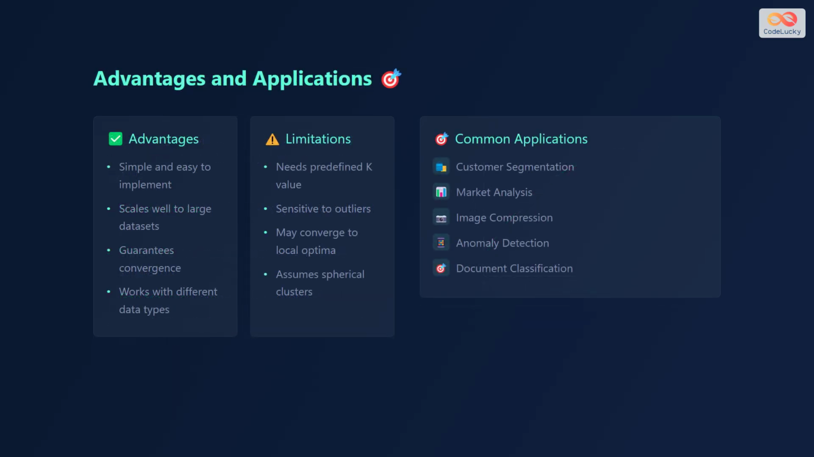Let's explore the advantages and applications of k-means clustering. K-means offers several benefits, including simplicity and ease of implementation, scalability to large datasets, guaranteed convergence, and compatibility with different data types. However, it also has limitations, such as the need for a predefined k value, sensitivity to outliers, the possibility of converging to local optima, and the assumption of spherical clusters. K-means is commonly used in various applications, including customer segmentation, market analysis, image compression, anomaly detection, and document classification.